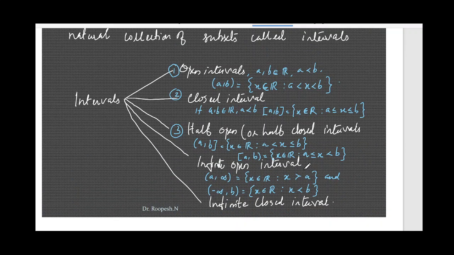So we split into five categories. One is open interval, which means this type. Closed interval, this type. Half open, and infinite open and infinite closed intervals.